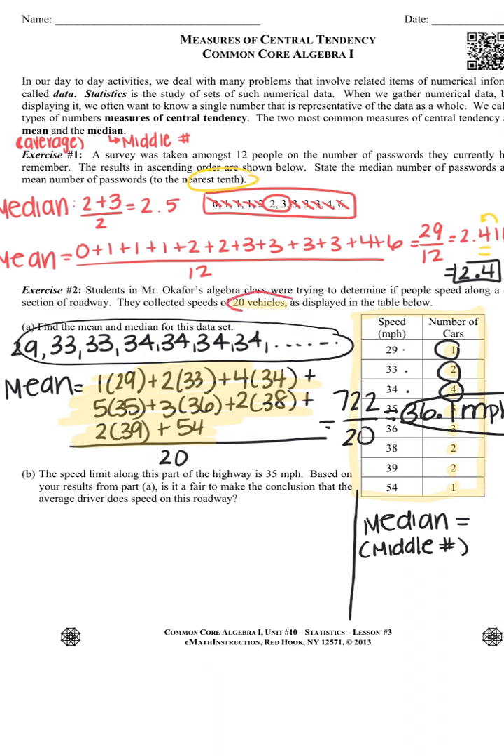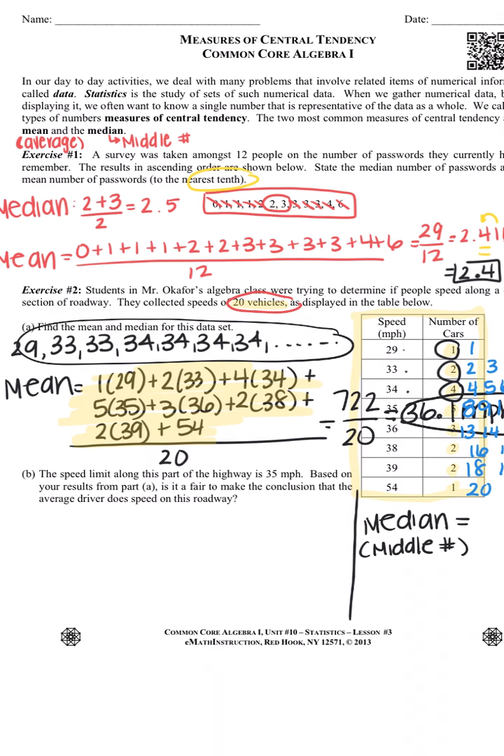We know there's 20 vehicles, so this would be the first vehicle. There's 2 here, so this would be the second and third. There's 4 here, so 4th, 5th, 6th, and 7th. There's 5 here, so that'd make up 8, 9, 10, 11, and 12. There's 3 here, so that's car 13, 14, and 15. There's 2 here, so 16 and 17. 2 here, 18 and 19. And this would make car 20.